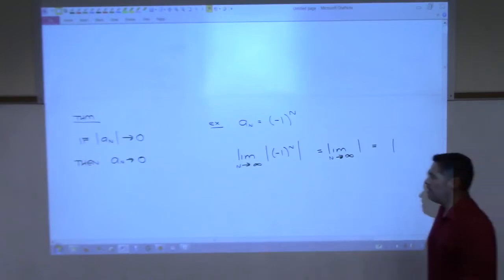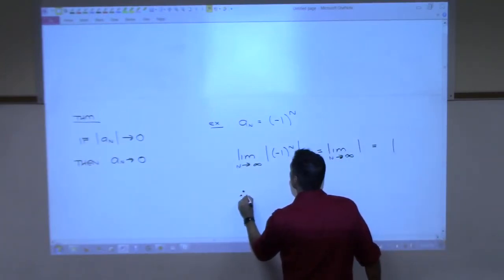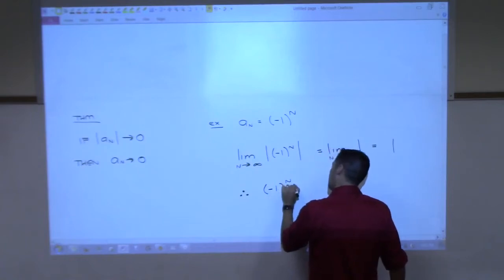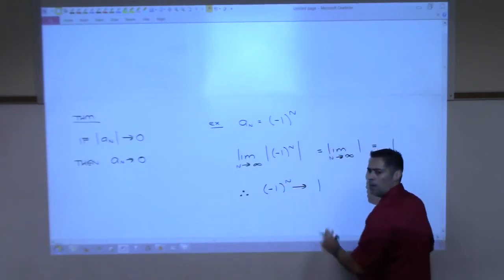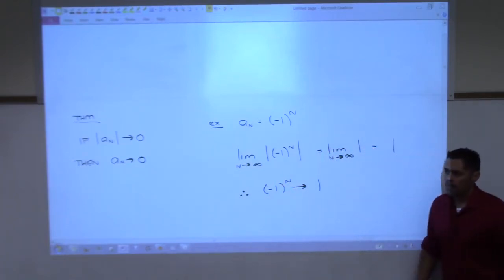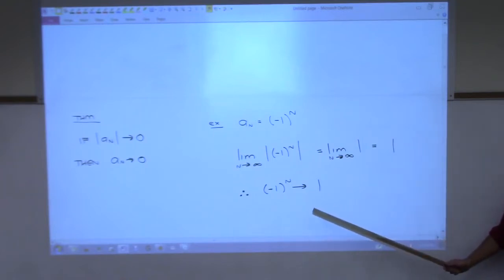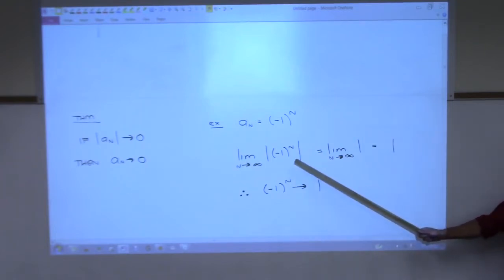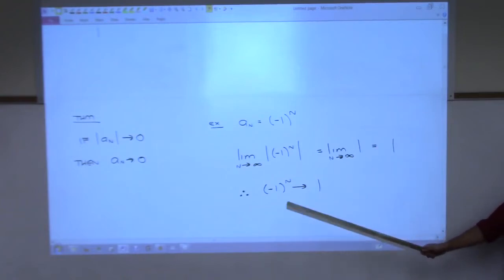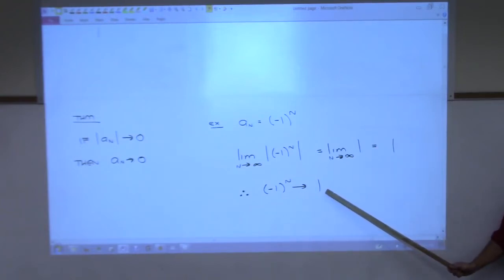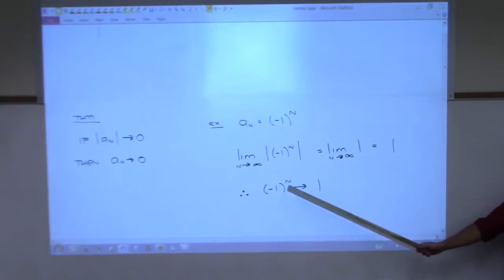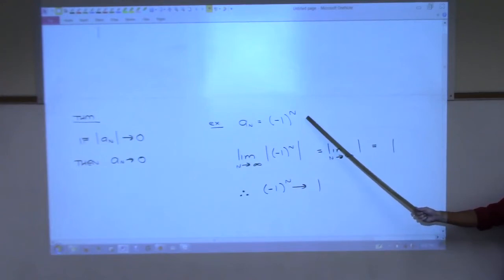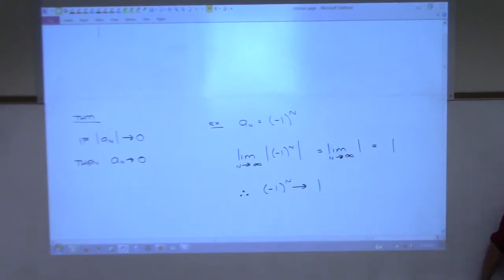So can I say now, therefore, -1 to the n goes to 1? Can I say this? The absolute value of this sequence went to 1, so that means that the sequence itself goes to 1? No. Doesn't it go to infinity? Nope, this doesn't go to infinity. We've done this already. We said this diverges, right? Why is this theorem falling apart? Why am I not able to use it?